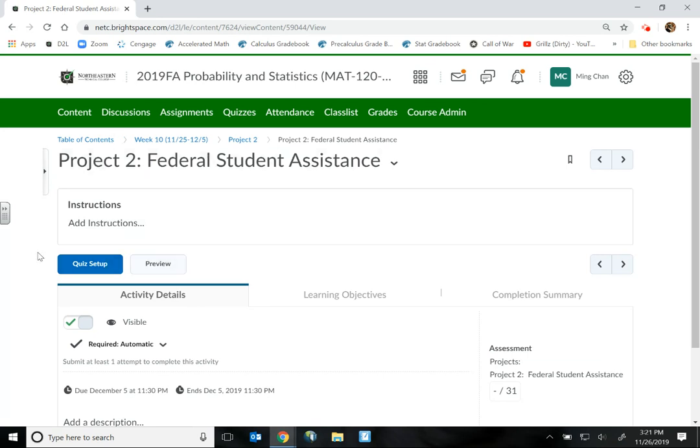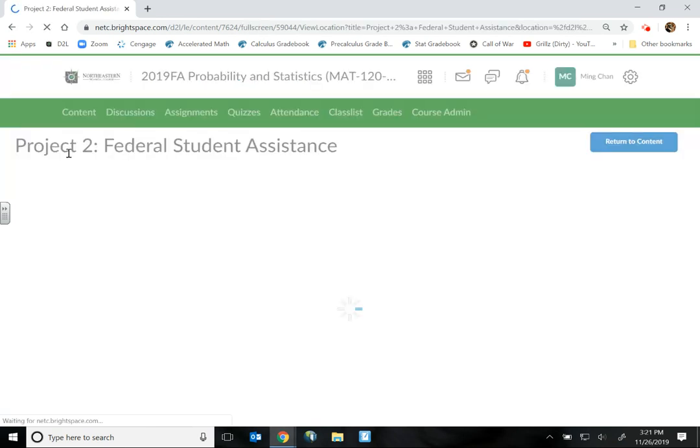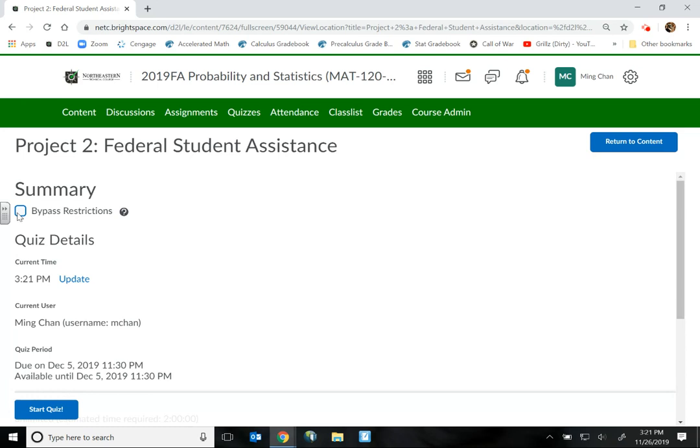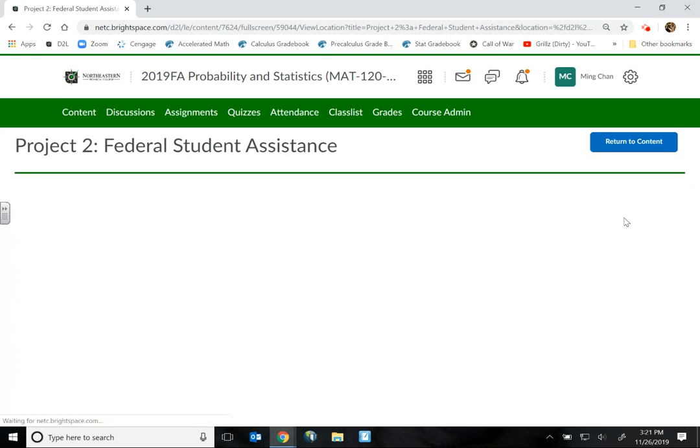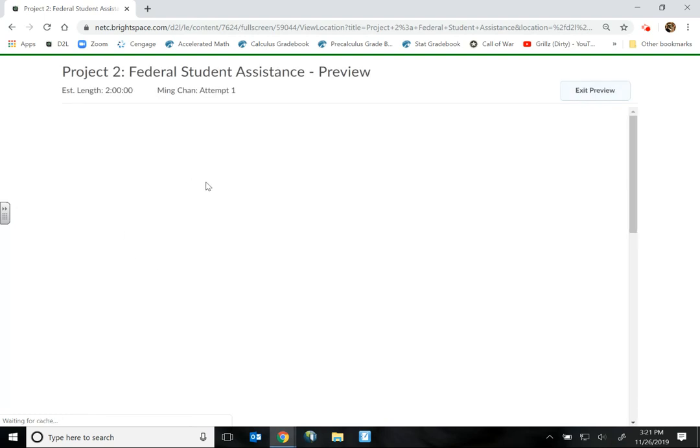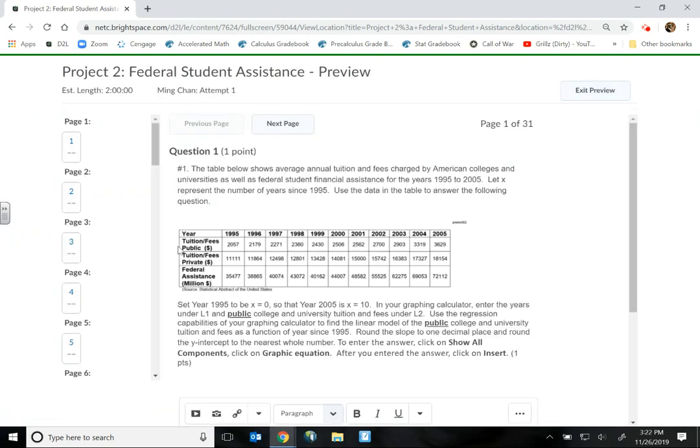I'm actually gonna preview this quiz or this project real quick. A couple of things I want to go over. Number one, there's a lot of examples with this data right here. So the data below shows the average annual tuition and fees charged by the American colleges and universities, as well as your federal student financial assistance for the years 1995 to 2005.